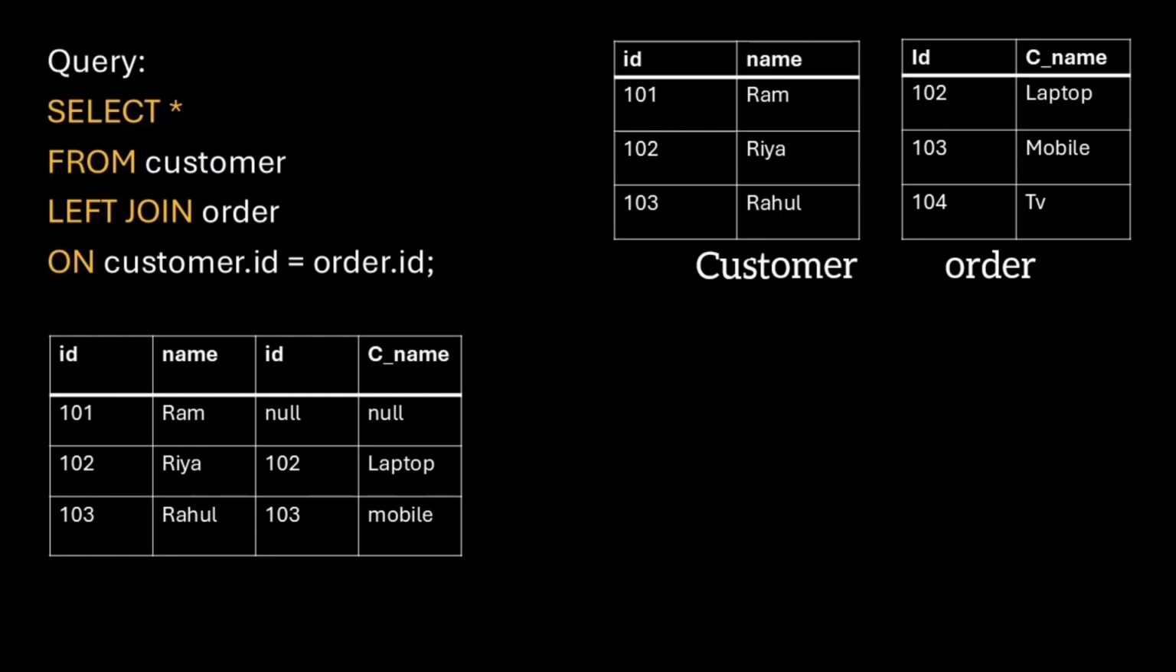Then is ID 103 present in the order table? Yes. So the values 103 and mobile from the order table will be included in the result. For ID 101, since there is no matching entry in the order table, null values will be filled in for all columns of the order table in the result set. In summary, a left outer join ensures that all records from the left table are written with matching records from the right table where available. If no match is found, then the right table columns will contain null values.